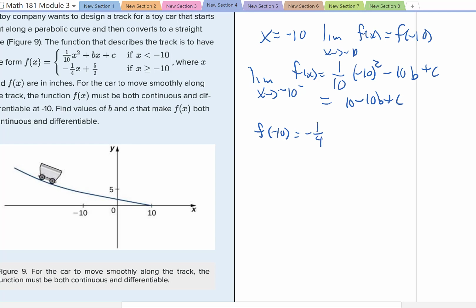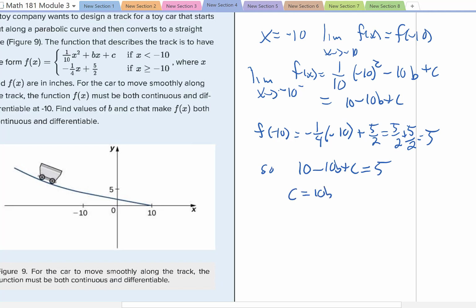That's -1/4 times -10 plus 5/2. So -1/4 times -10, that's 5/2, plus the other 5/2 gives us 5. So 10 minus 10b plus c must equal 5, which means solving for one of the variables, I'll solve for c. c must equal 10b minus 5 in order for the function to be continuous at -10.